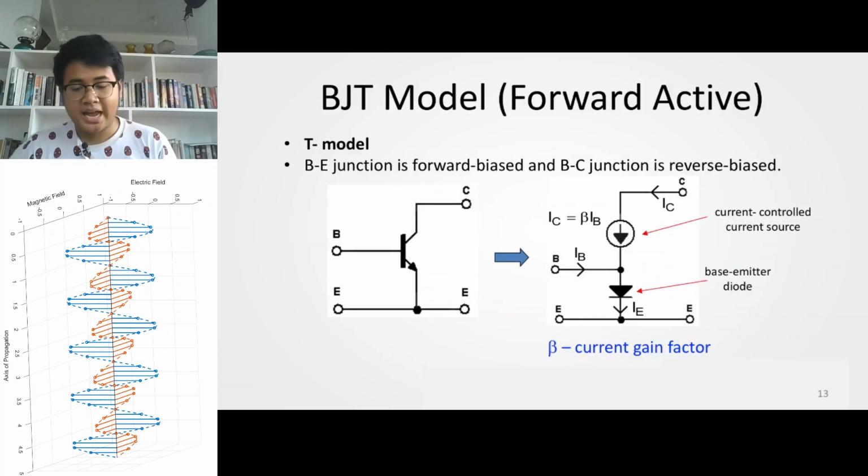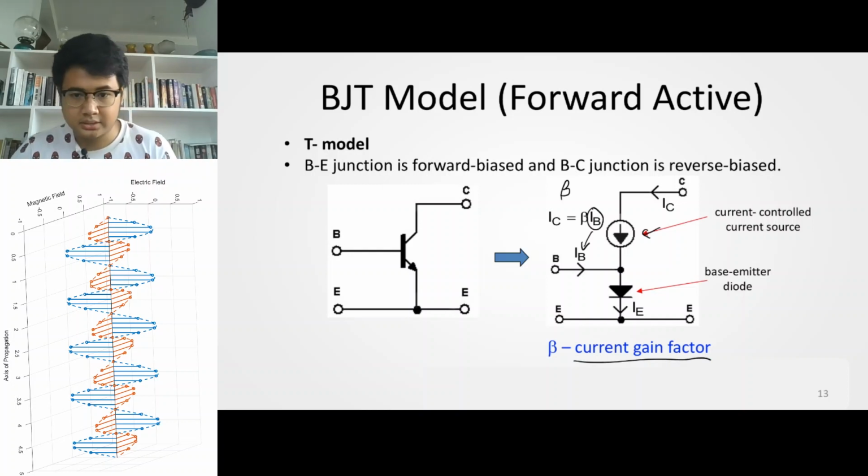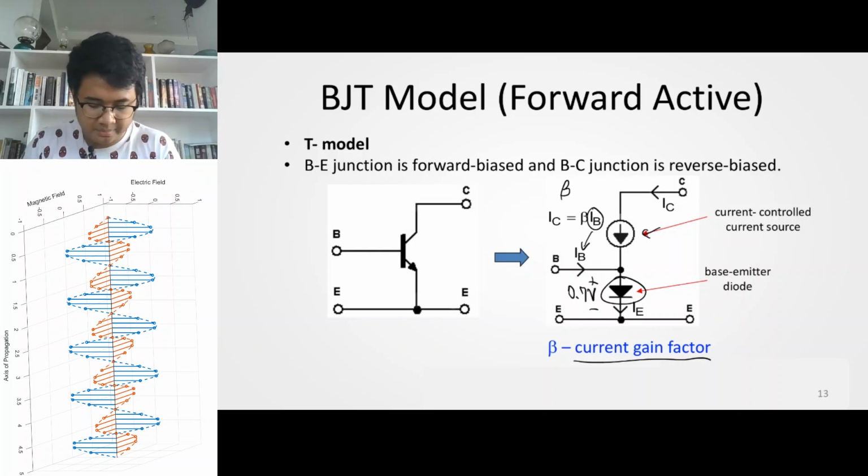The forward active region has a model like this, where your BJT will act as a dependent current source that will depend on the value of IB. They will be related by a ratio of beta, where beta is called the current gain factor. You also have a diode that is in forward bias when your BJT is in the forward active region. Normally this is just modeled as a constant voltage drop at 0.7 volts. And beta is always given.